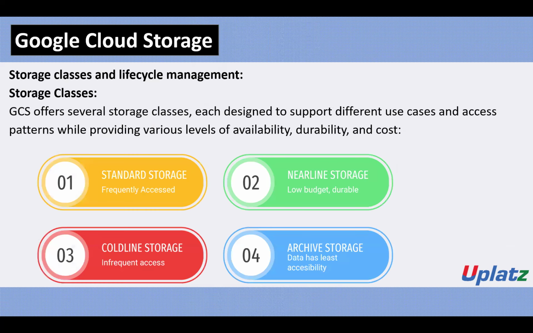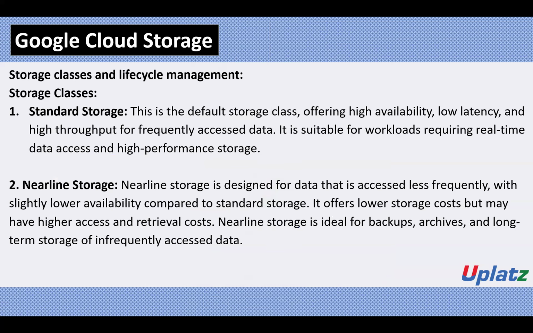So Google Cloud Storage offers several storage classes, each designed to support different use cases and access patterns while providing various levels of availability, durability, and cost. So you can see here there are four different storage classes: standard storage, nearline storage, coldline storage, and archive storage. So let's see all these storage classes in detail. Let's start with the first one, standard storage class.